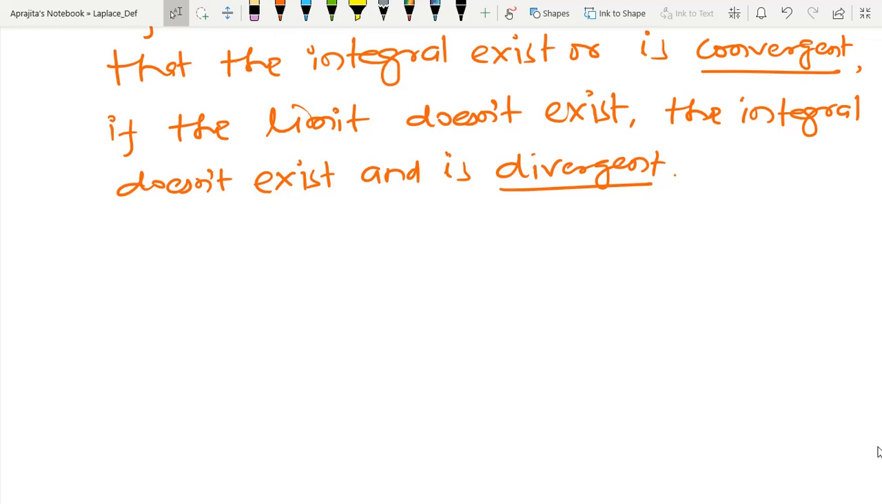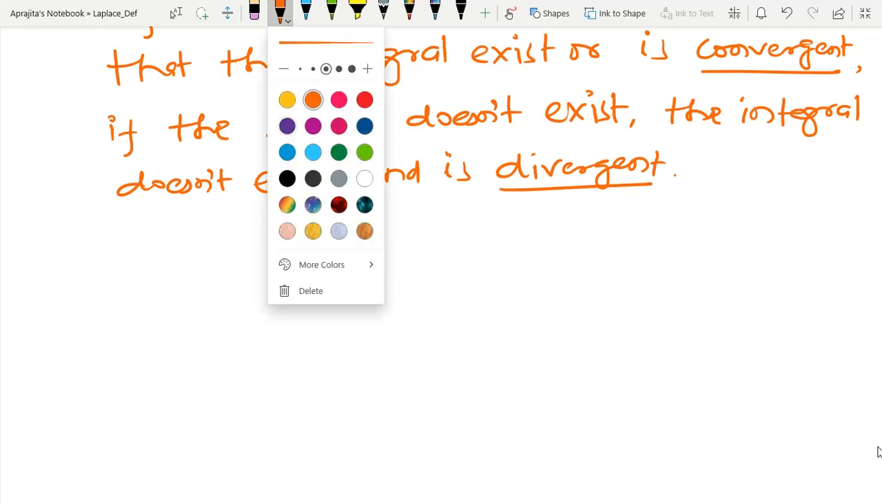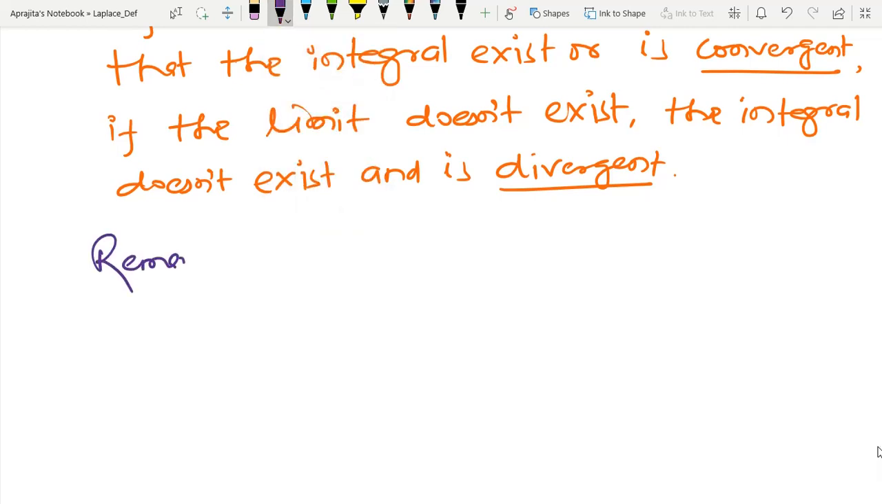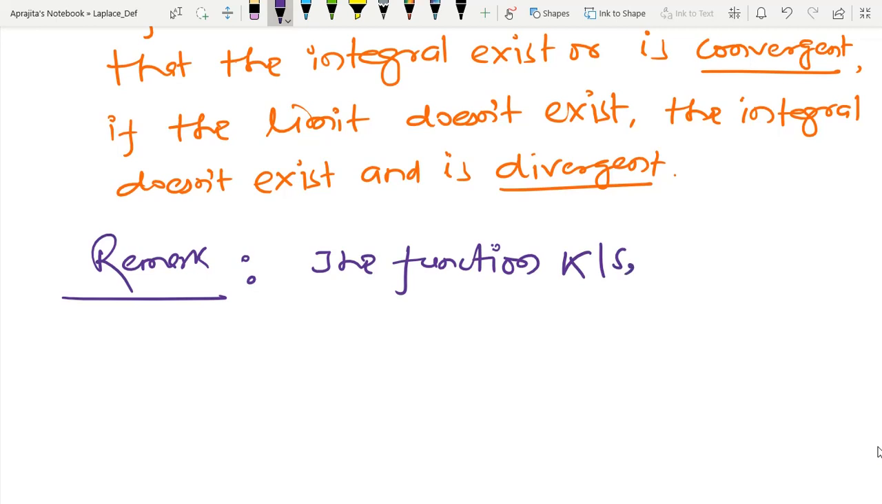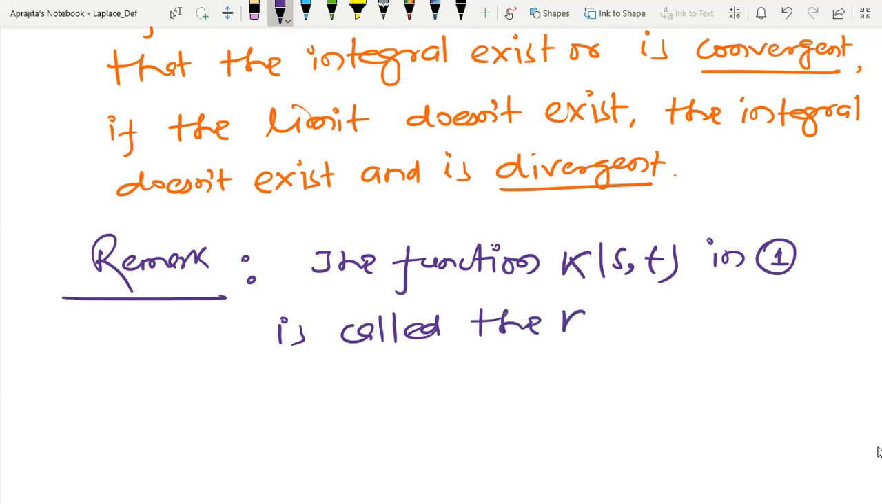So I am going to write that again as a remark. So in equation 1, the function K(s,t) in equation 1 is called the kernel of the transform.